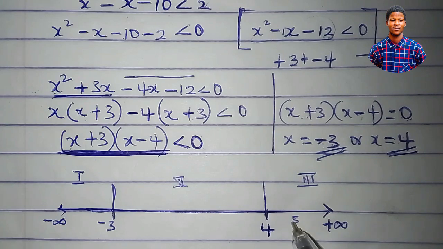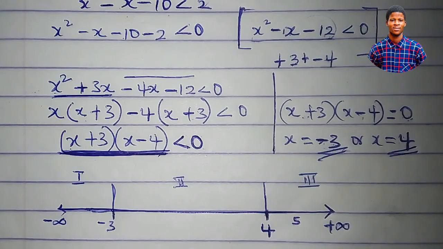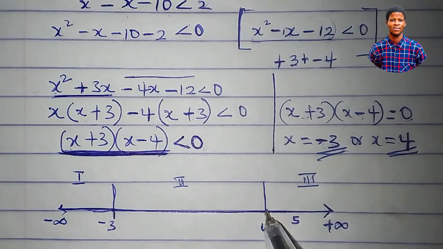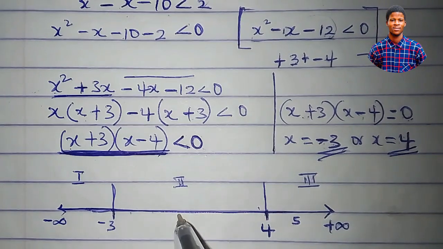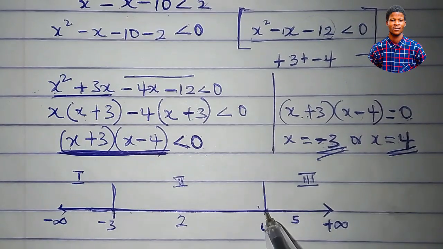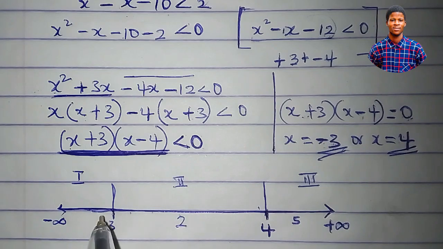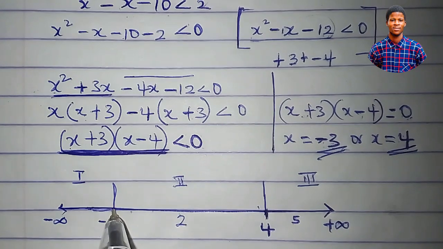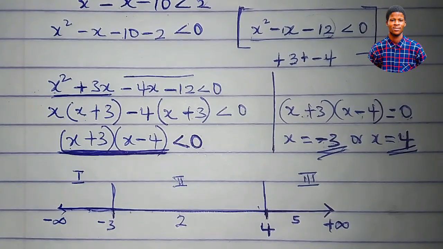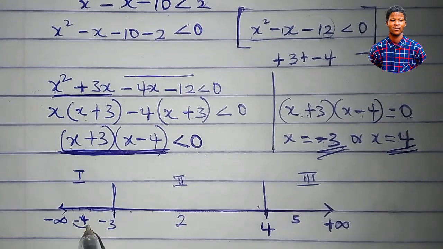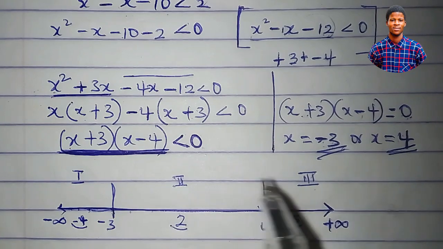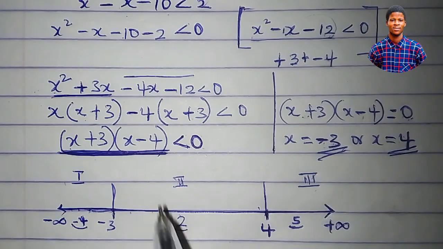After 4, I can obtain 5, 6 and all of that. Between minus 3 and 4, I have minus 2, minus 1, 0, 1, 2, 3. So I can pick any random number, let's say 2. Yes, 2 is in between minus 3 and 4. Now, to the extreme left, I have minus 3, minus 4, minus 5, minus 6, and all of that. So I can just choose minus 4. All these values here, we are going to use them to test for each of these regions. Whichever one satisfies this inequality, that region is true.